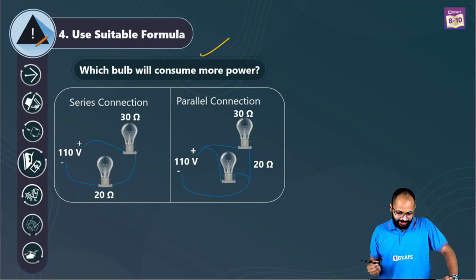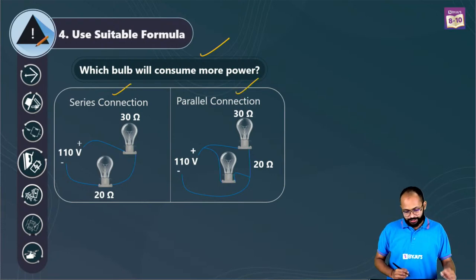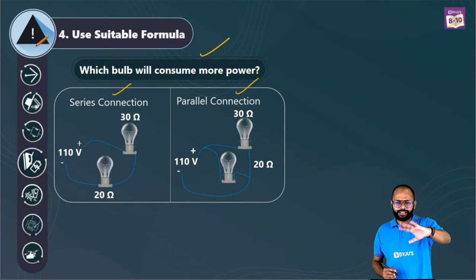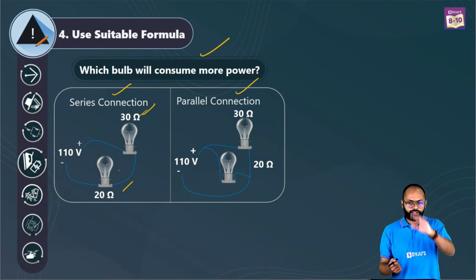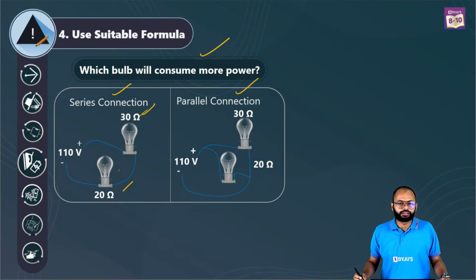Series connection, parallel connection, right? And for simplicity, I have given you the resistance. What could the question have done? The question could have given you the power rating and voltage rating, so that you can find this resistance. But for simplicity, I have given you the resistance directly. Fine?